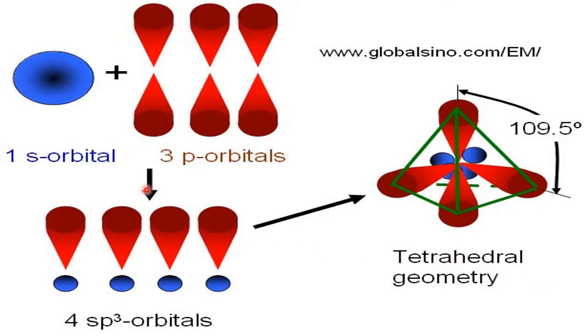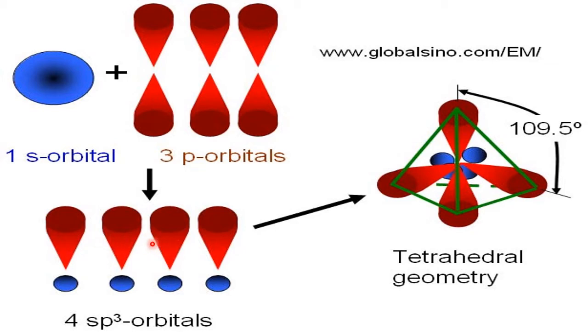This is the s orbital, one electron. These are the 2p orbitals with one electron each. They will mix themselves. After mixing, these are the hybrid orbitals. How many are participating? 1, 2, 3, and 4. How many are formed? 1, 2, 3, 4. So these are called four sp3 hybrid orbitals.